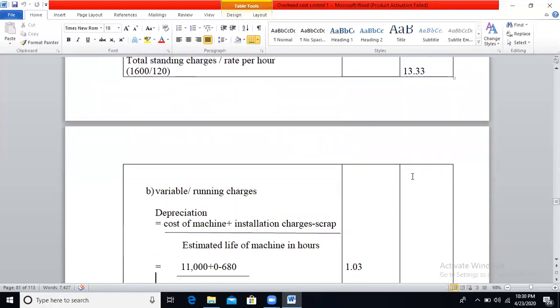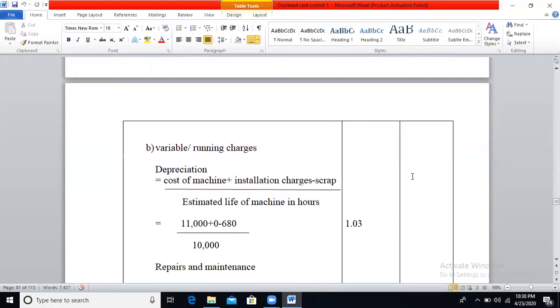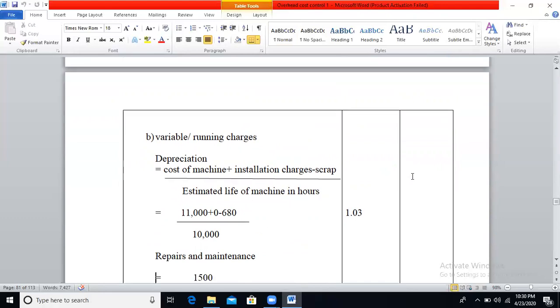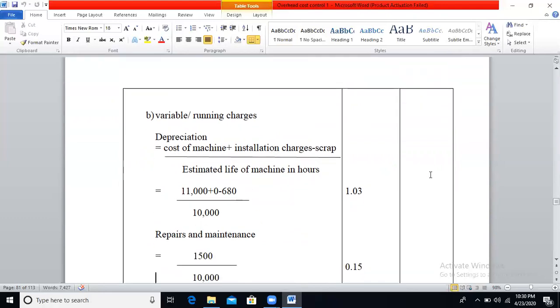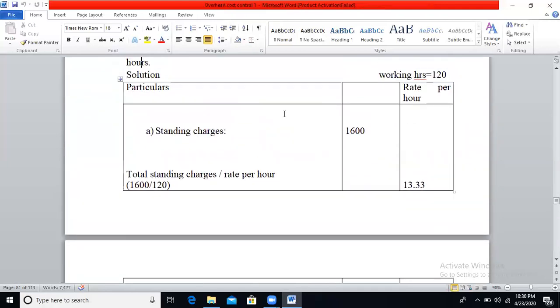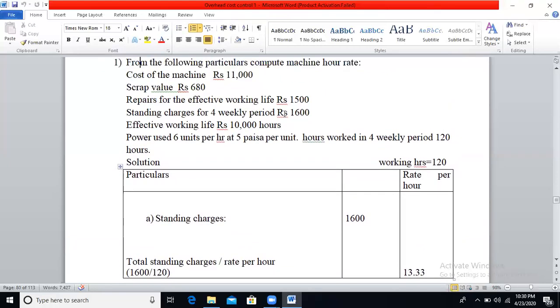Then variable expenses. Now we have considered standing expenses, that is standing charges, fixed charges. The second will be variable or running charges or machine expenses. See which are the items we are having under the variable expenses. Standing charges we have considered. Effective working life will be used for the calculation of depreciation and repairs, and power. So we are having three items: depreciation, repairs, and power.